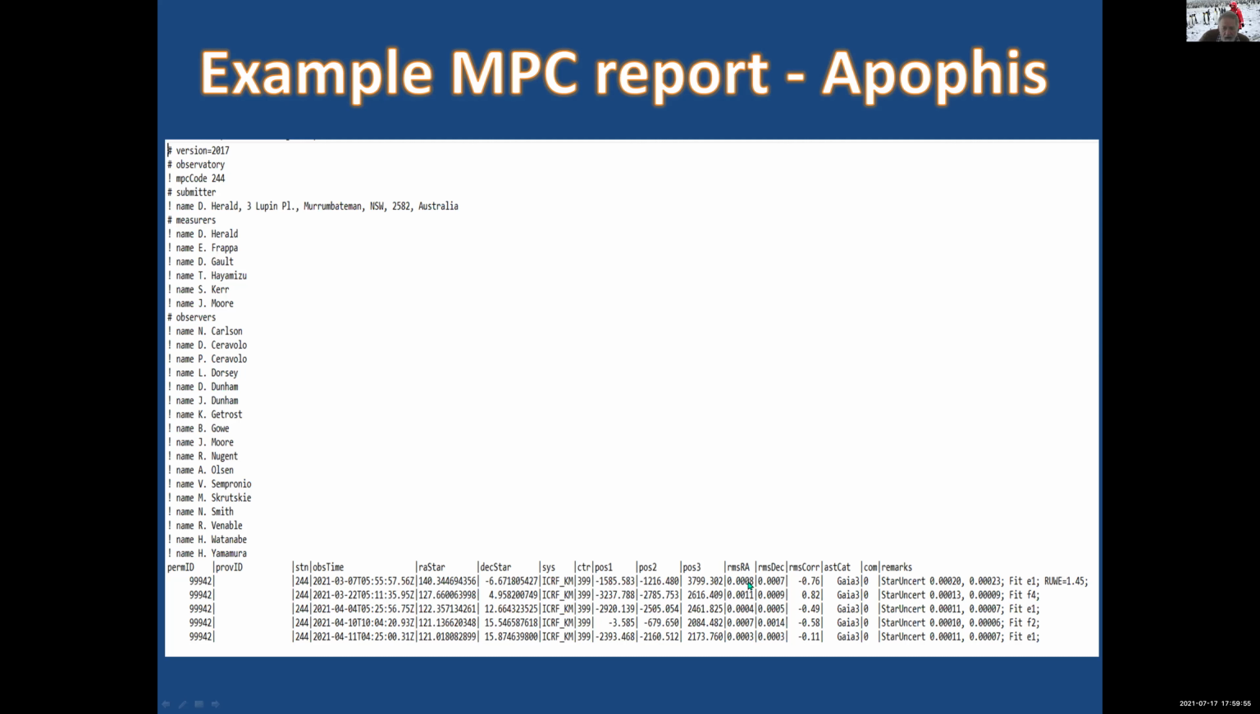Here are the uncertainties in RA and DEC. That's a correlation between RA and DEC. Astrographic Catalogue, Gaia 3, COM, which is centre of mass. Quite a few observations, we're reporting the centre of mass of the asteroid, or for a binary system, the centre of mass of the system. And then we have some remarks.